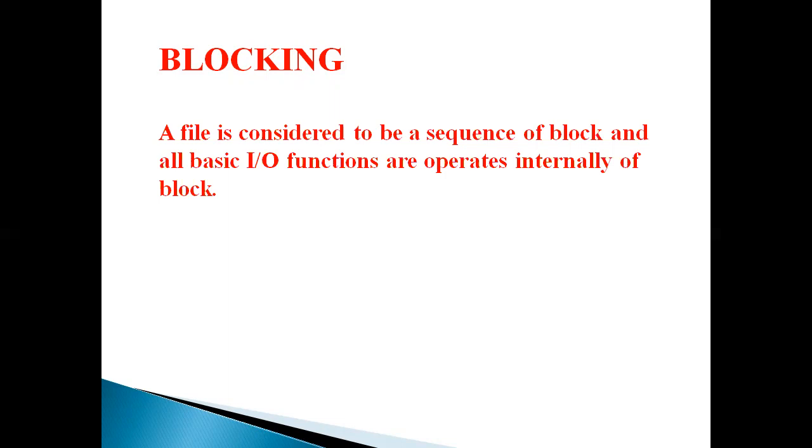So what are the functions? I/O functions operate internally using these blocks. In the Unix operating system, one block consists of 512 bytes. Suppose my file consists of 1949 bytes. It will be allocated 4 blocks. The first block is allocated 512 bytes, the second block 512 bytes, the third block also 512 bytes. In the fourth block, my remaining data of the 1949 bytes is 413 bytes.